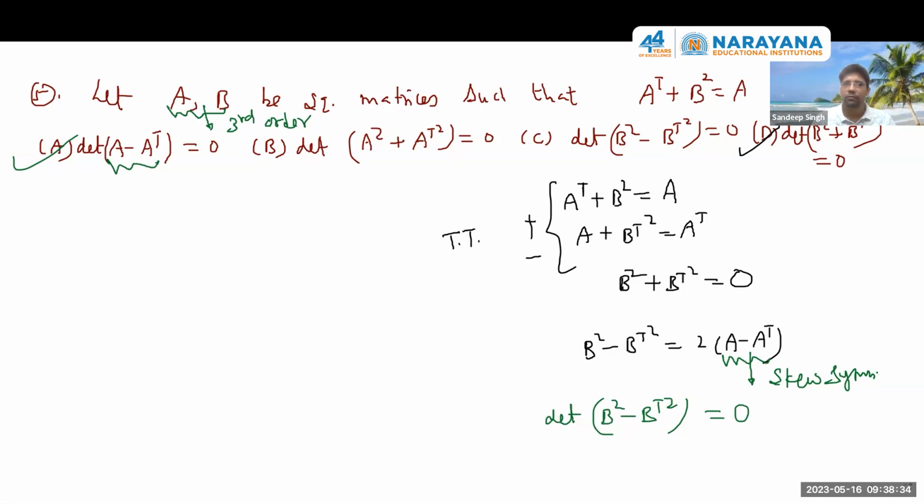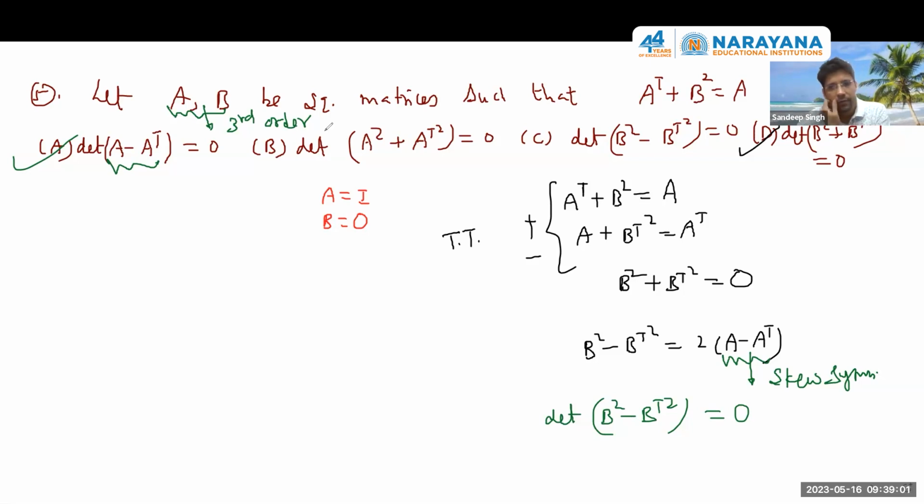Can you provide me a simple example? Let me take A equal to I and B equal to the null matrix. Does it obey all conditions? Yes, sir. Correct. And what is A square plus AT square? Is the determinant 0? It is 2I, so obviously it is not 0. So B need not be true.